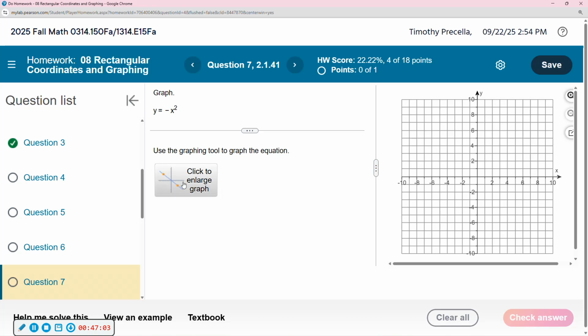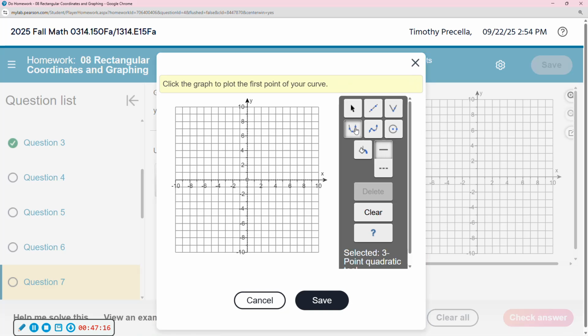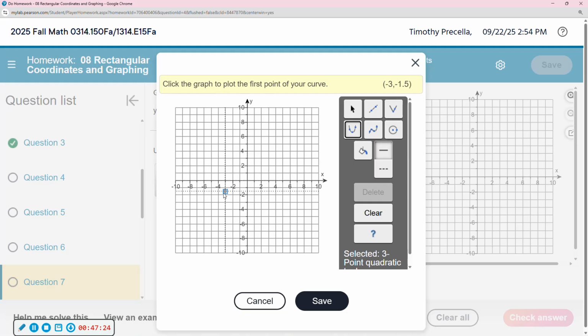Okay, so I'll say click to enlarge. It's x squared, so it's a quadratic, and we had to know to find 3 points. Okay, so I'll click there, and now the instructions are just like the other ones. Plot the first point. Our first point is left 2, down 4.